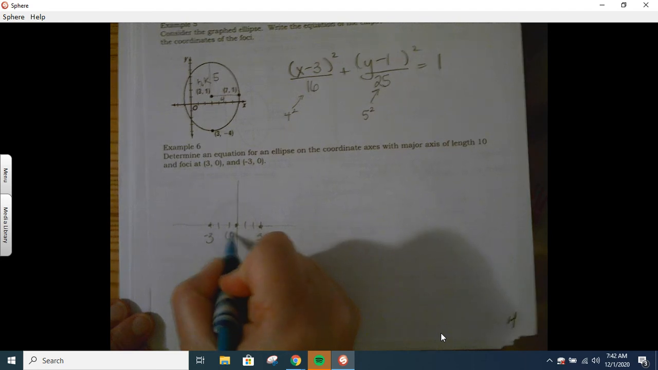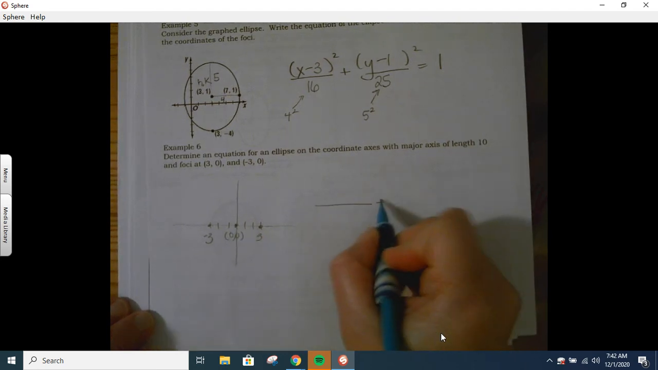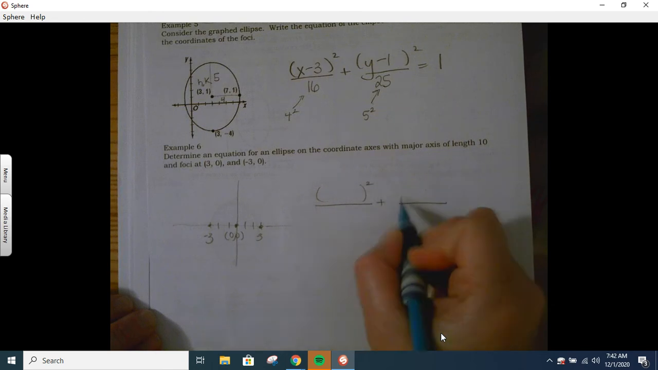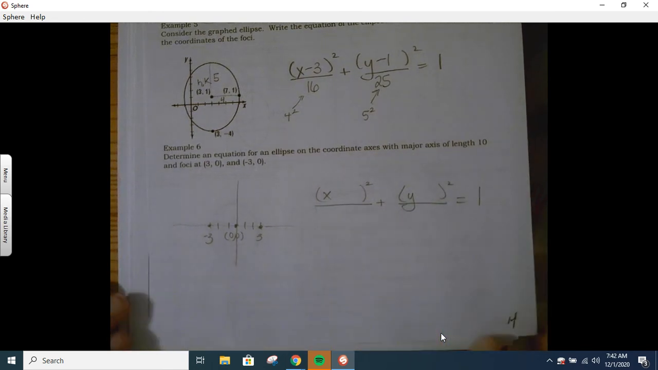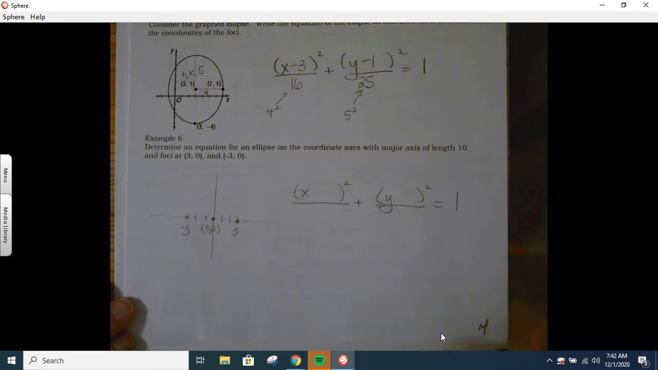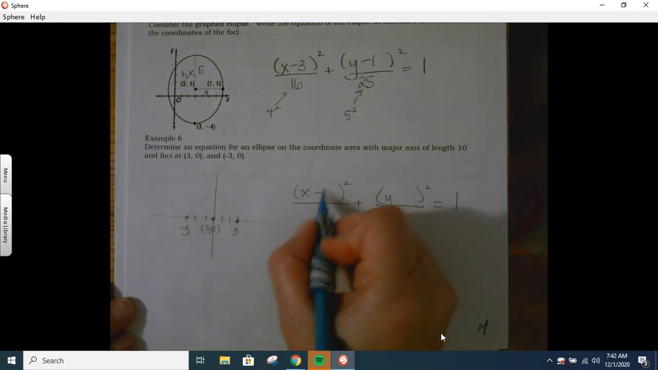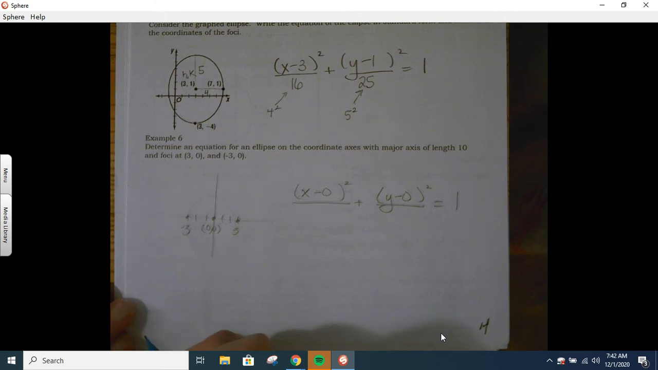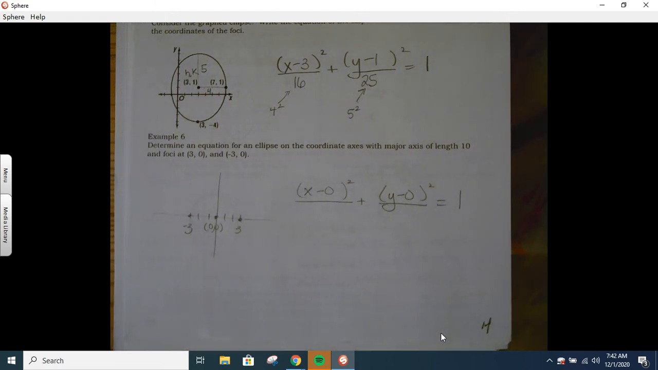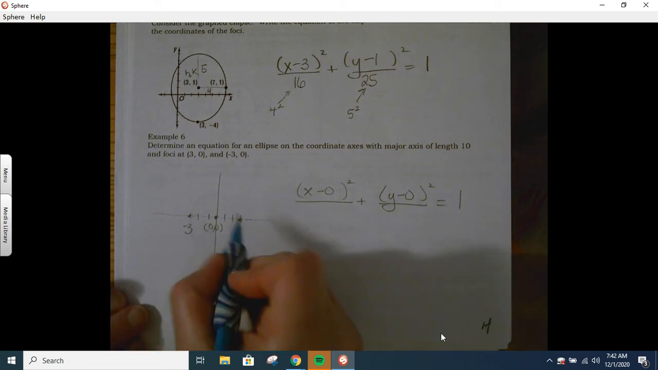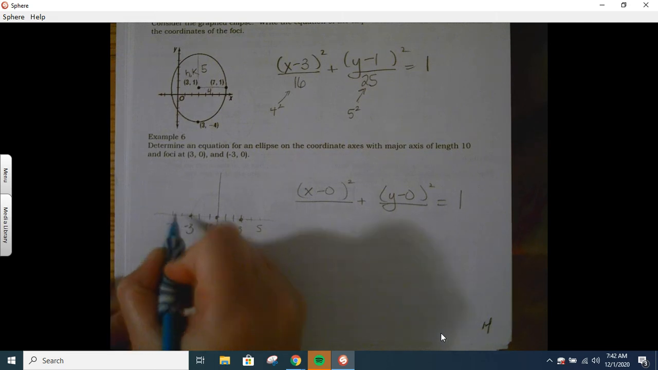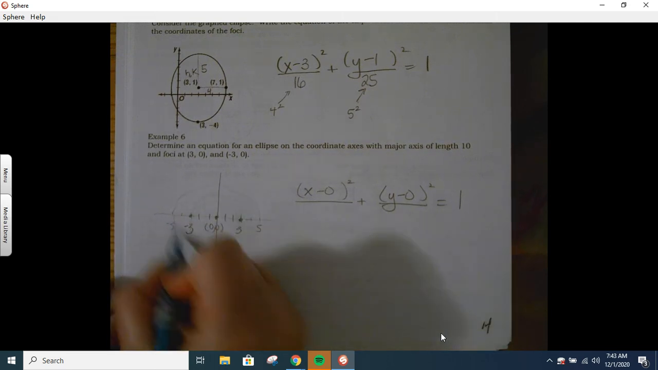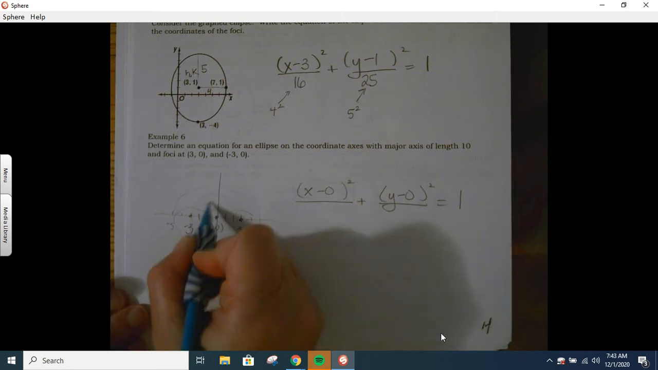So here's my center. And again, I could set up the framework of what the equation is going to look like. Now, my center is at the origin, so these are just both minus 0. And I know the length of the major axis is 10. That means from the center, I must have gone 5 to the left and 5 to the right. So I have a vertex at 5 and another vertex at negative 5. So it goes something like this, and this length here is 10.